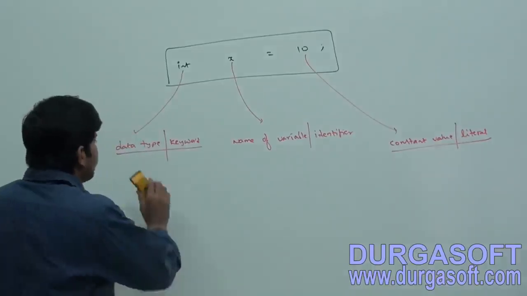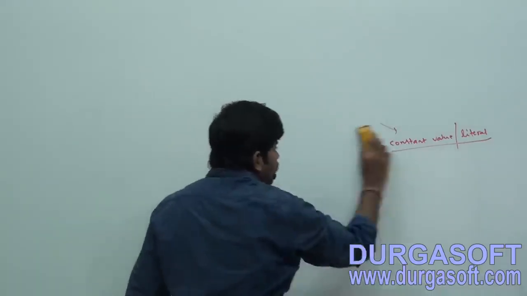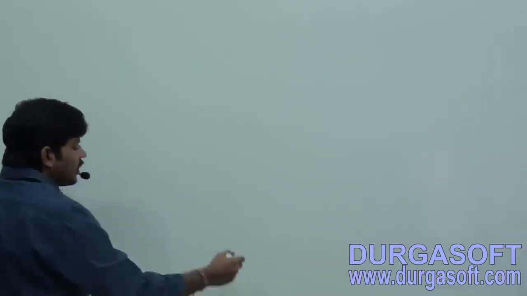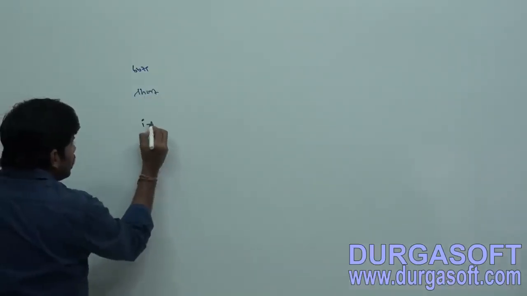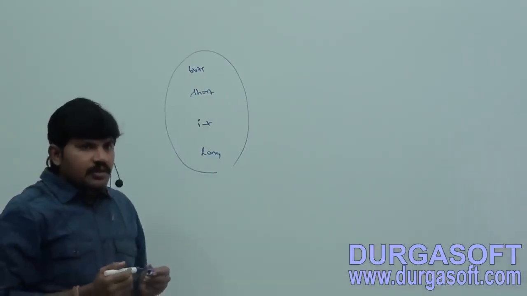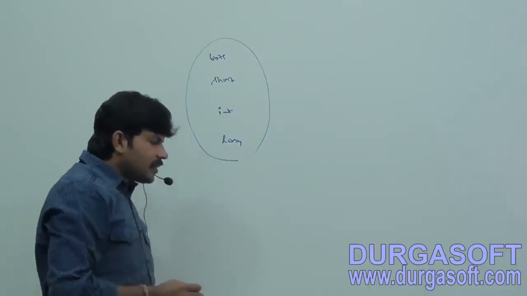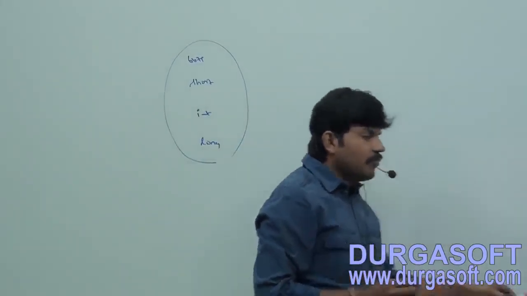So what is a literal? For the integral data types, in how many ways can we specify a literal value? First, which are the integral data types? Byte, short, int, long. These are integral types, right? For integral data types, there are multiple ways to specify a literal value.